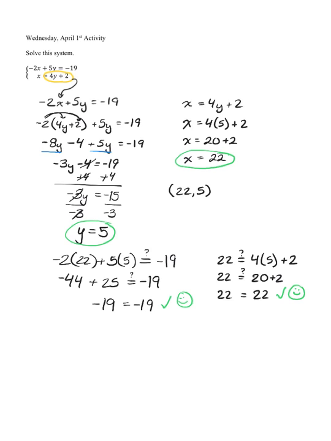So I can definitely say now that 22, 5 is going to be our solution.